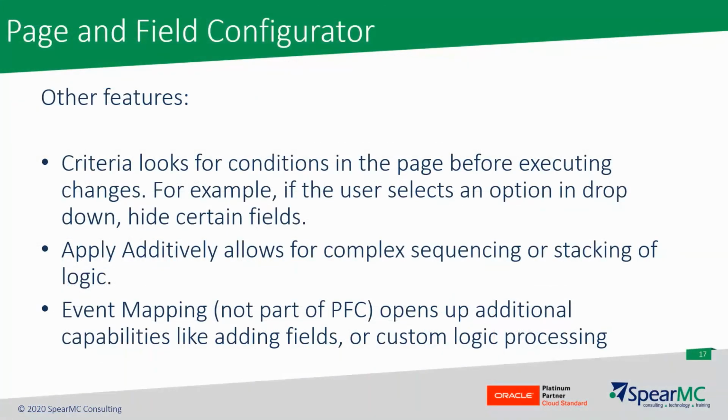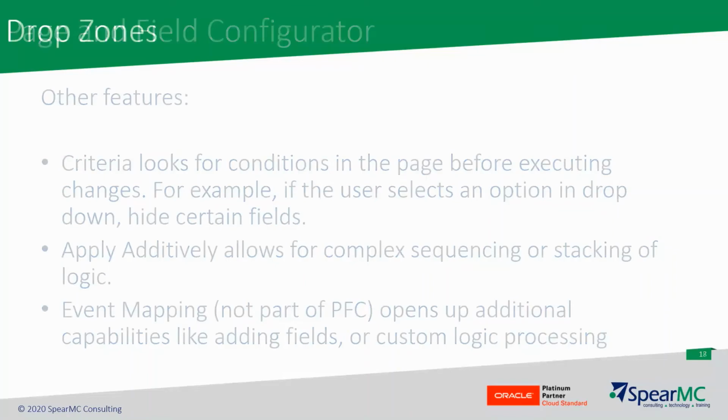Lastly, Page and Field Configurator has additional advanced features. Criteria allows you to look for conditions in the page before executing the change. For example, if the user enters or selects a specific option in a dropdown, hide certain fields, or streamline data entry. The Apply Additively feature allows for more complex sequencing of logic. Finally, if you push Page and Field Configurator to its limits and want to go farther with modifying the view of the page or processing custom logic, consider the use of event mapping.